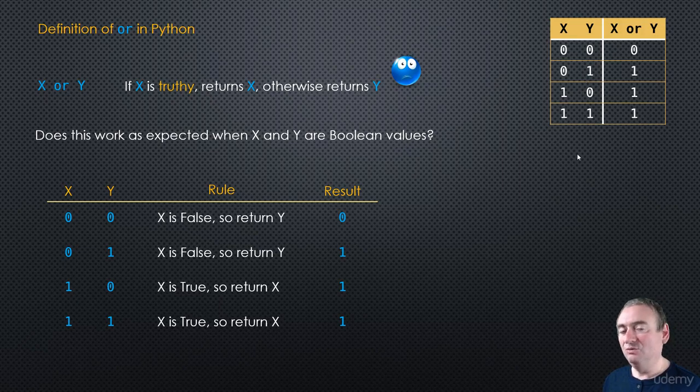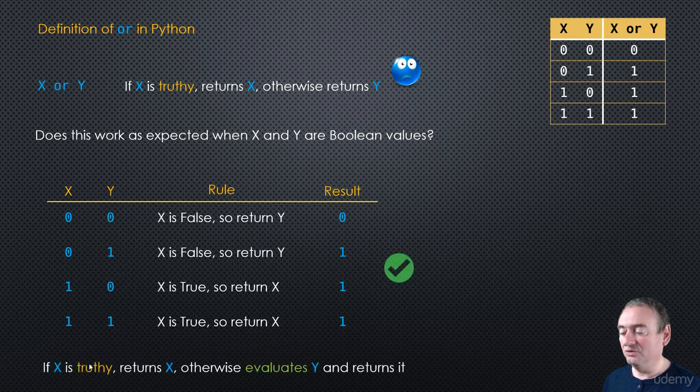If x is false, we know that the result is going to then be totally dependent on y. So a better way to define this in terms of what's actually happening is that if x is truthy, we return x, otherwise we evaluate y and return it. And the reason why I want to write it this way is because now you'll notice that we don't actually evaluate y unless we need to return it. And you remember this whole short-circuiting thing we talked about in the last video?